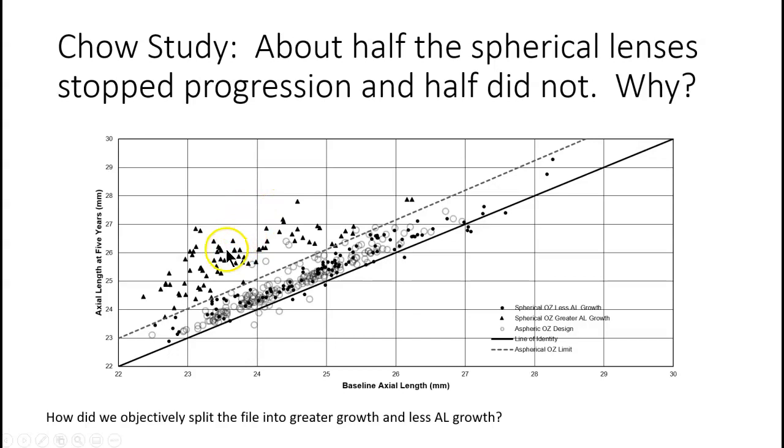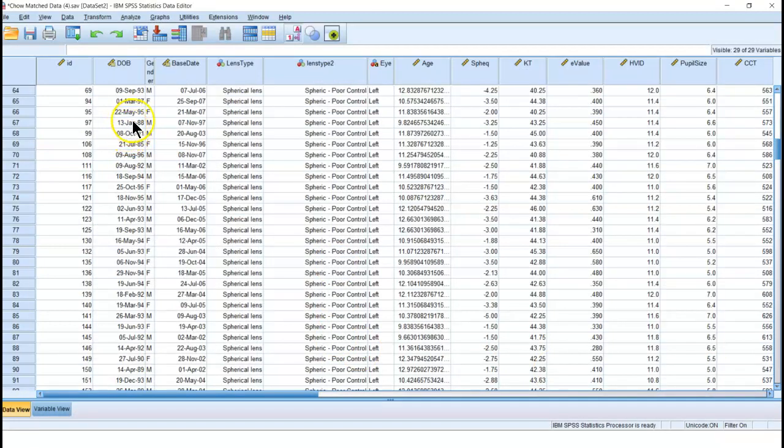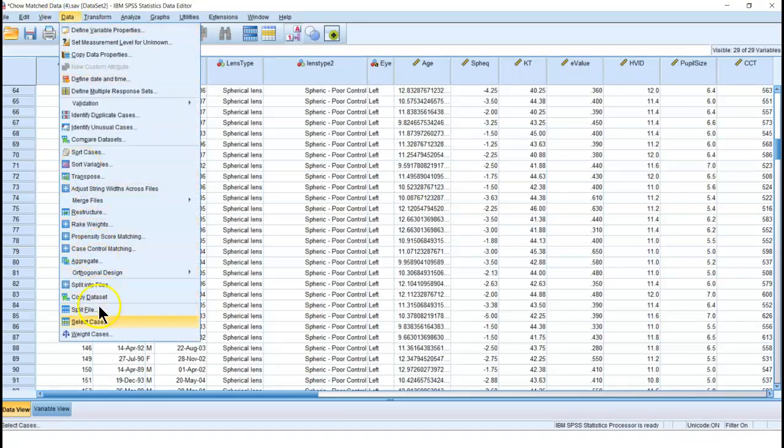So our question is, can we predict the future? We know the baseline from five years prior, and then this is the 5-year outcome. Can we use those baseline variables to determine how well the child will do in ortho-K? That's our mission, and let's see if we can do that. And we're going to do that using logistic regression.